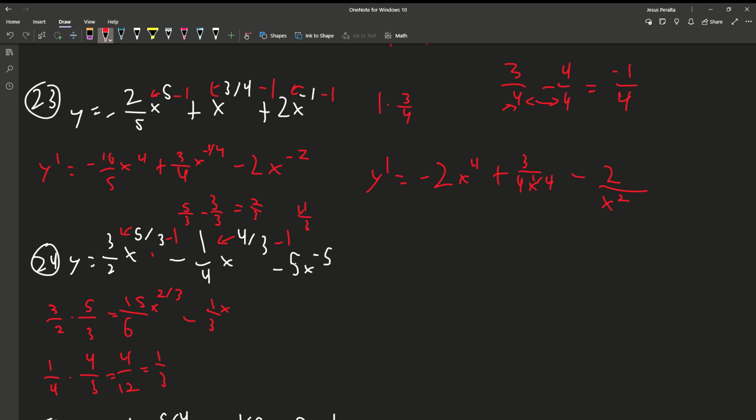Same thing as 4 over 3 minus 3 over 3. 4 minus 3 is 1. We keep the denominator the same. So 1 over 3. Right here, we just multiply -5 by -5. That gives us positive, and we subtract 1. That's going to be x to the power 6 because -5 minus 1 is negative. And since it's a power to the negative, we're going to move it to the bottom.